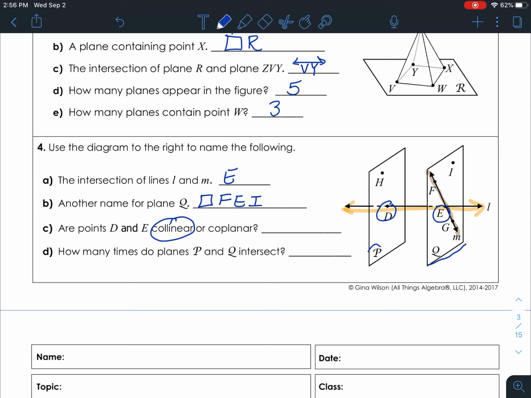How many times do plane P and plane Q intersect? So looking at the diagram, do you see anything on where they're touching? No. So how many times do they intersect? 0. All right, go ahead and follow the directions above to complete the practice for today.